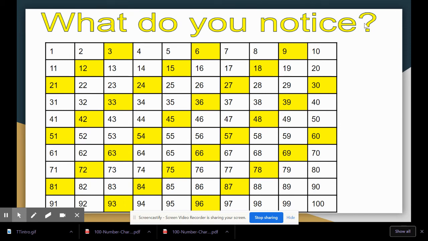Now I would ask you to pause the video and see, what do you notice? What do you notice in the pattern as it goes across? What about if you're going up and down vertically? Do you notice anything?